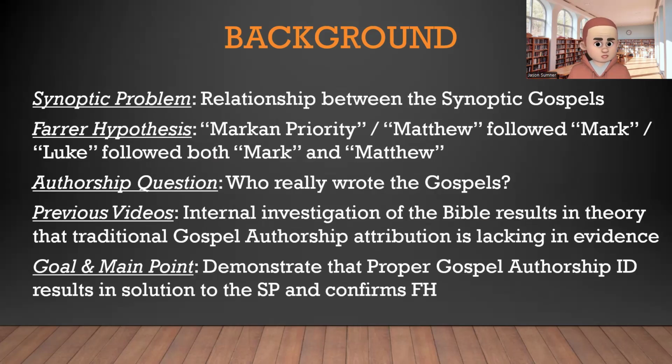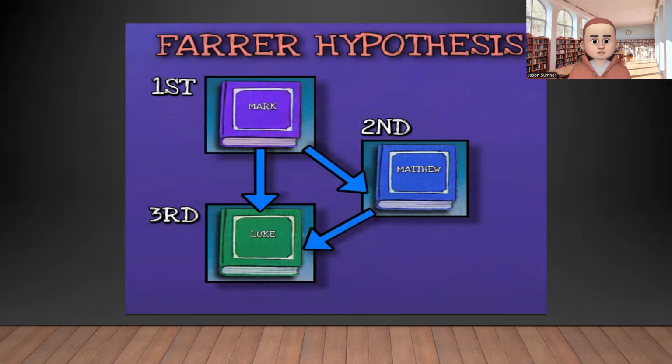As the last bullet I have here, the goal and main point of this video is to demonstrate that proper gospel authorship identification can result in the solution to the synoptic puzzle or the synoptic problem, and it also confirms the Farrer hypothesis. So let's get into it. Here's a little diagram here. The first gospel written according to the Farrer hypothesis was Mark, then Matthew, then Luke.